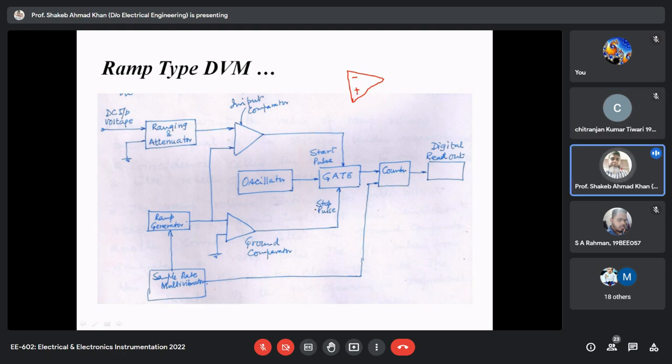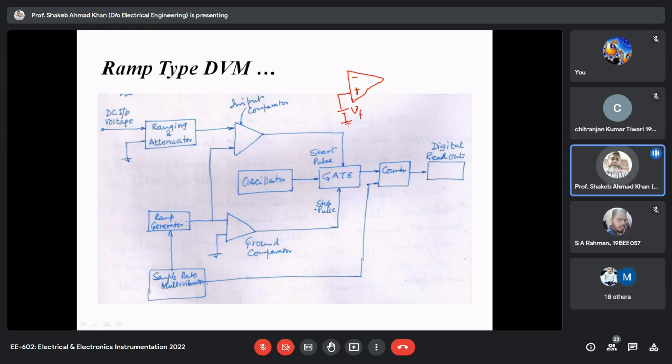Now, in this case, generally we take one reference voltage. Suppose this is your reference voltage. This is the simplest operational amplifier based circuit. This is your reference voltage, VF. Suppose I'm just taking an example.